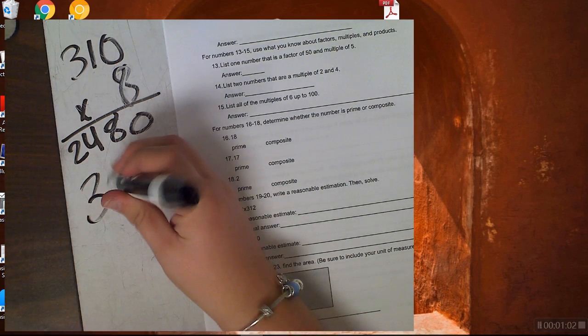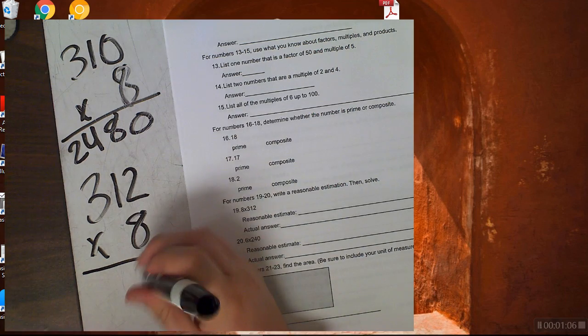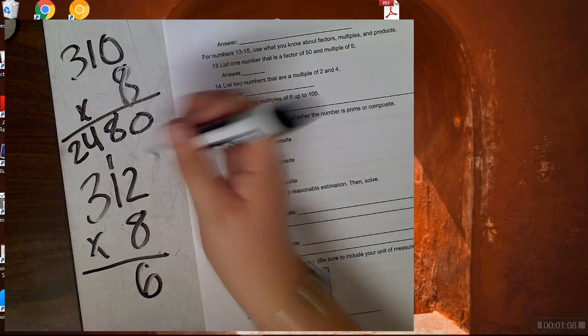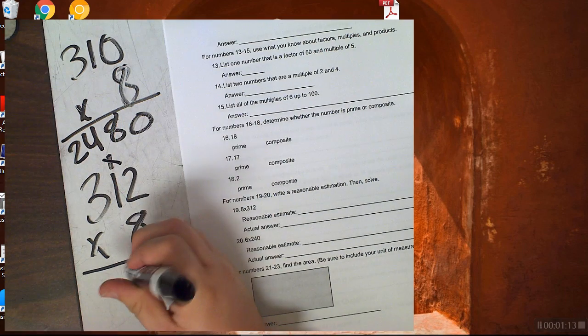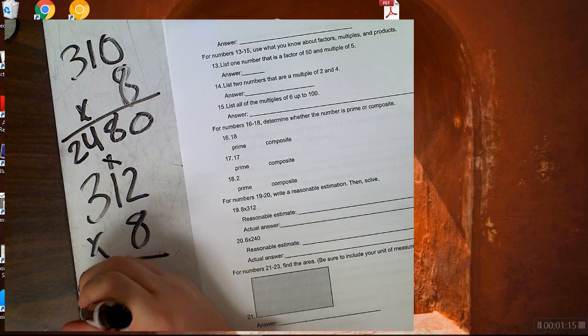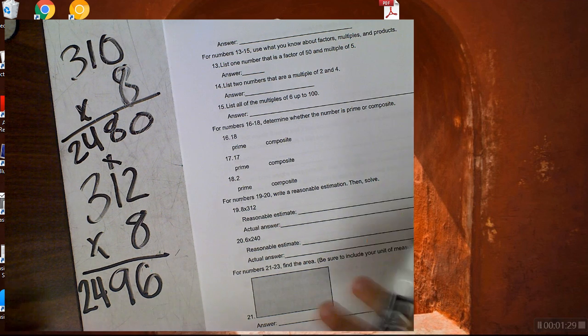So we go back and we do 312 times 8. We know that 2 times 8 is 16. We carry that 1 and put the 6 in the 1's place. 1 times 8 is 8. Add that 1 gives us 9. And 3 times 8 is 24. So that gives us 2,496. We can see that 2,480 or 2,400 were fairly close to 2,496. So that's a reasonable estimate.